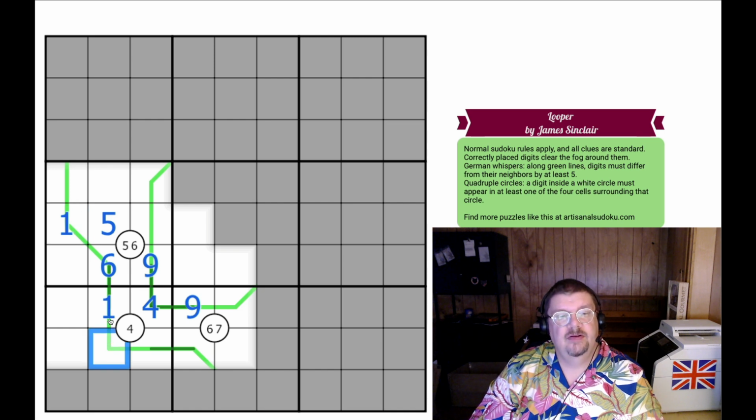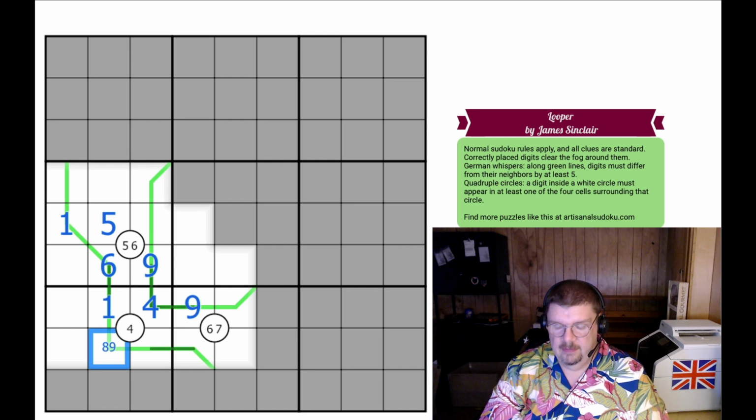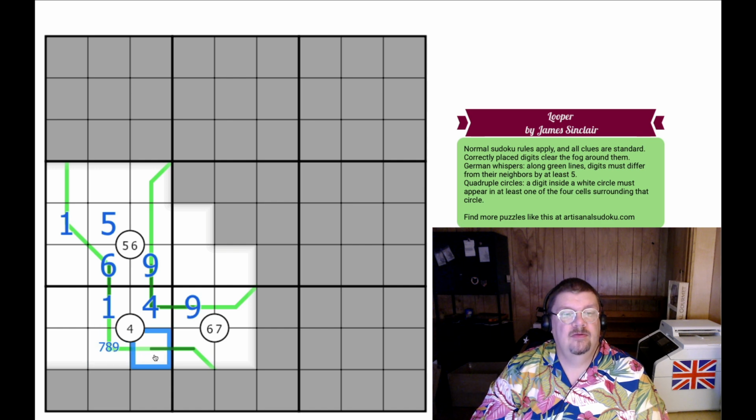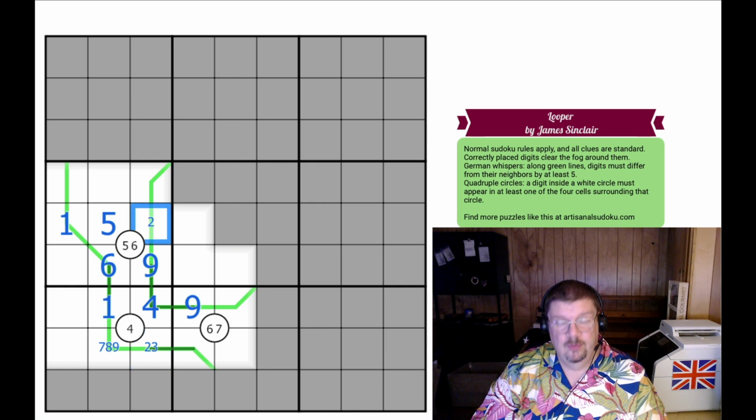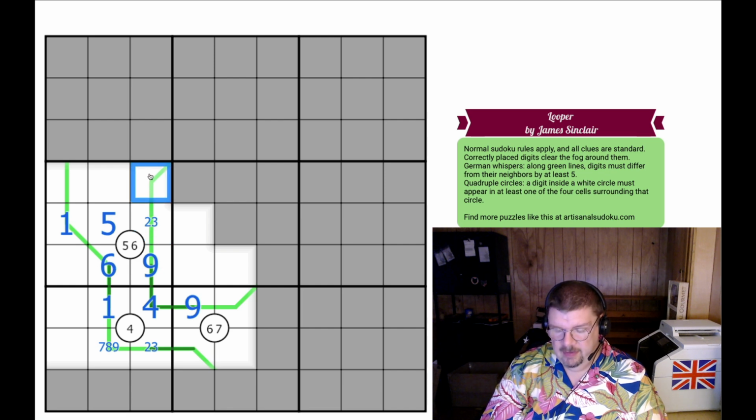This has to be a high digit because at least 5 away from 1 gets me to a high digit, so that's going to be 7, 8, or 9. And then this is going to be a low digit, which has to be 2 or 3, because we have 1 or 4 in the box. This is a low digit, and is also going to be a 2 or 3. That's a high digit, can't be a 6 or a 9, so that would be a 7 or an 8. Okay, I can't place a 6 next to a 9. I can't place a 6 next to a 2 or 3.